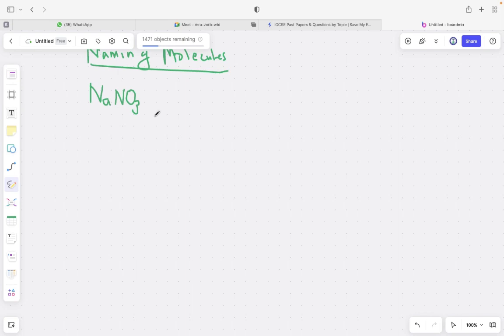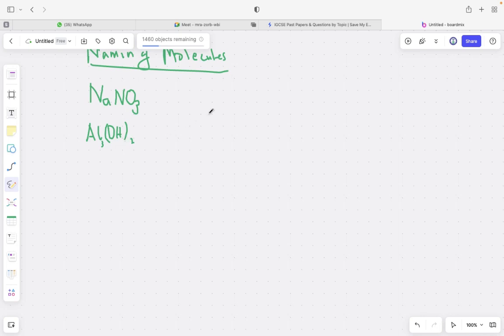Aluminium hydroxide contains what? If I write aluminium hydroxide, maybe there's 2 here, there's 3 here. If this is aluminium hydroxide, for example, which elements are there? There's aluminium there, there's oxygen there, there's hydrogen there. So you can easily tell which substance it is.